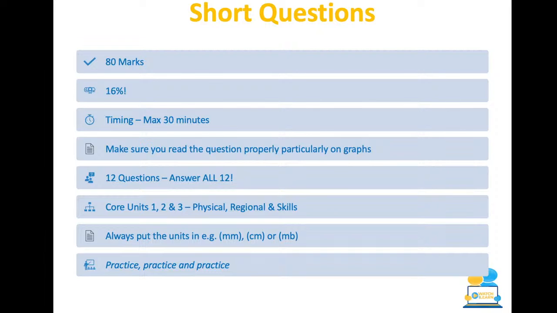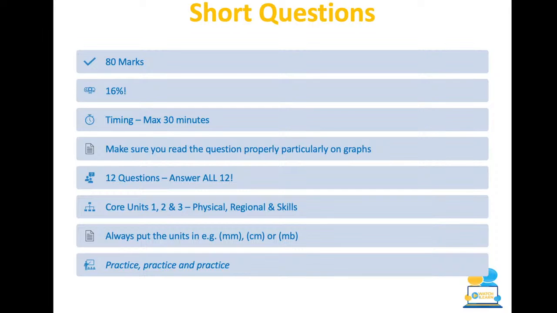You'll forget to put your millimeters, your centimeters, whatever the units might be. You'll forget to put that on, you lose the marks, but you won't make that mistake again. So the short questions are 80 marks, 16%, max 30 minutes. Now if it takes you 30 minutes to do short questions, that is absolutely fine for students.